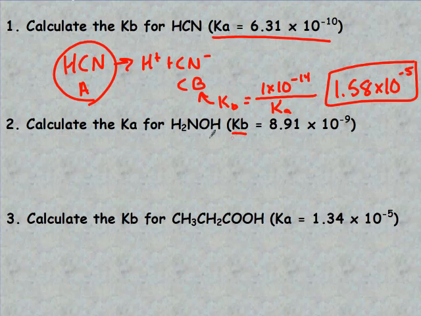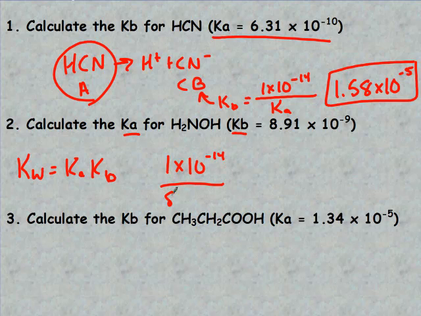I'm given the Kb, and I want to know the Ka for its conjugate. Kw is equal to Ka times Kb. So it's 1 times 10 to the negative 14th over my Kb.